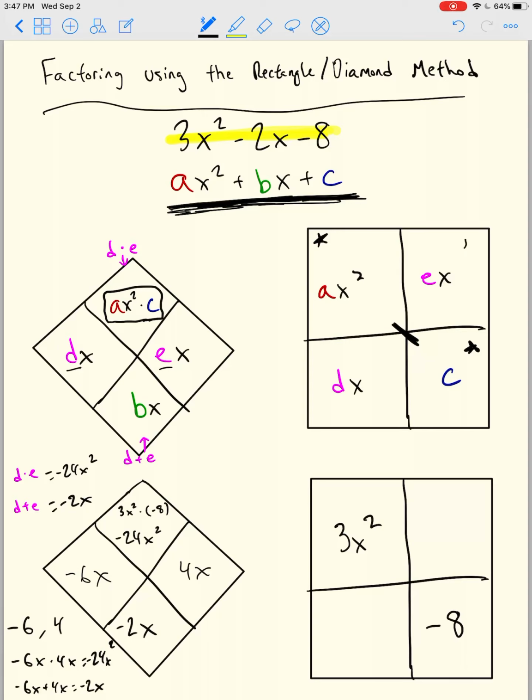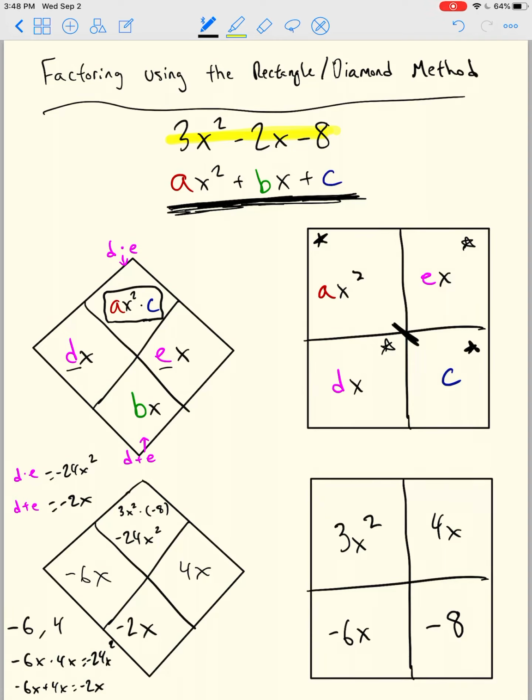And then in the top right and the bottom left corners, we're going to put our dx and our ex, which we just solved for in our diamond. So that'll be -6x and 4x. You can put the -6x in the box where the 4x is, and the 4x in the -6x. You can flip them around. Either way, it doesn't matter, it'll work out.